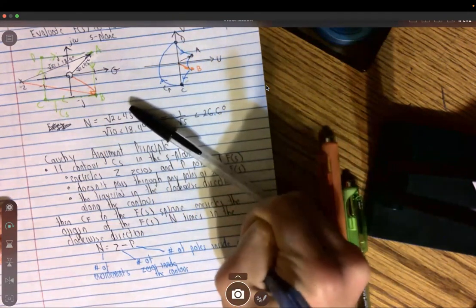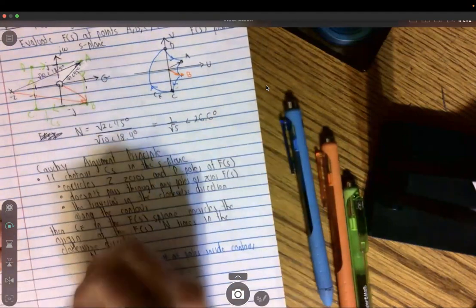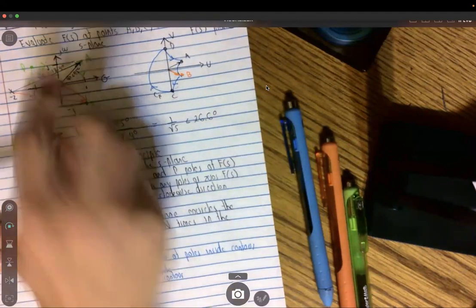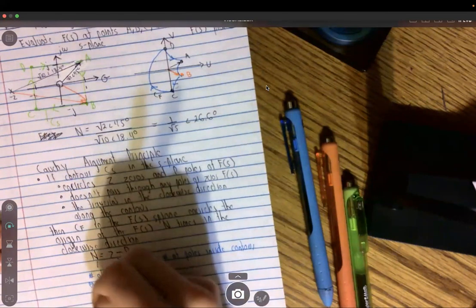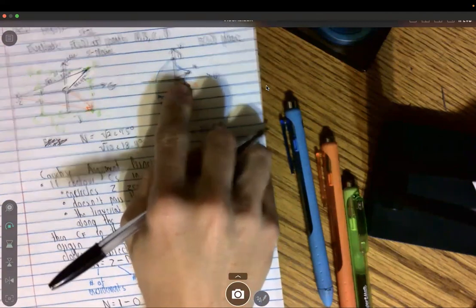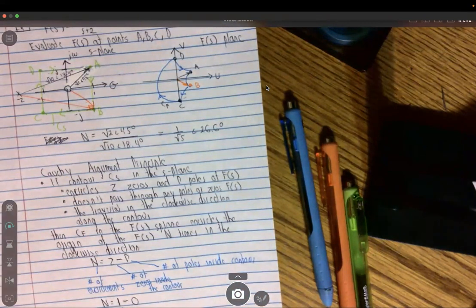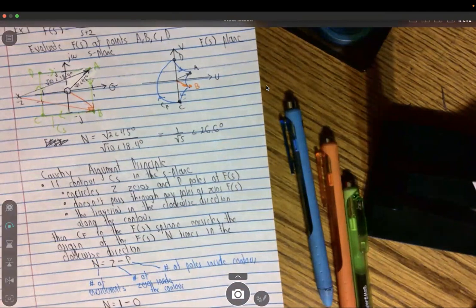So for the example above, what we see is n is equal to z. There is 1 zero, but there are 0 poles inside this contour, so it's going to equal 1. And what we see, it did encircle the origin 1 time. So that makes sense. And notice that it is in the clockwise direction as well.